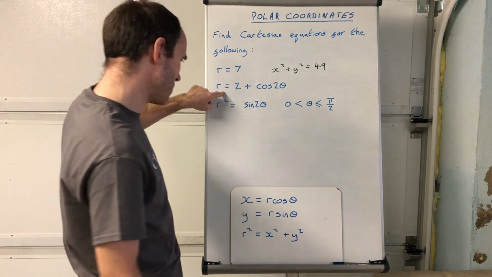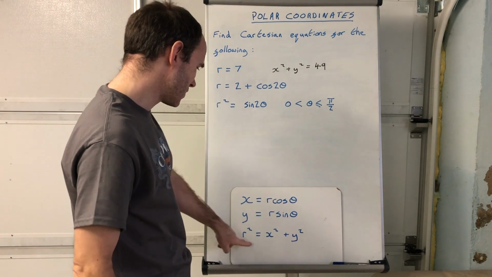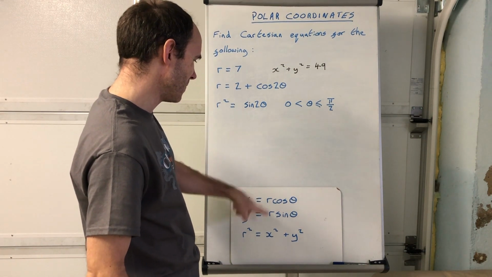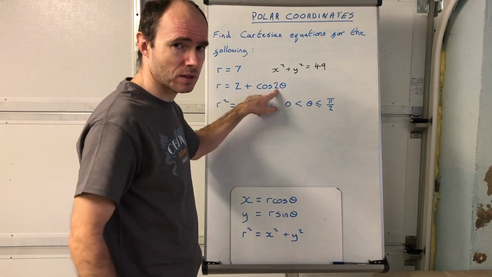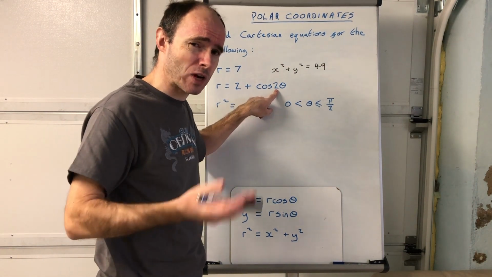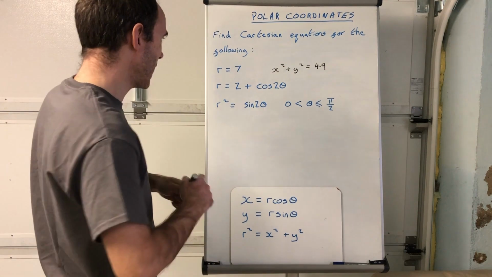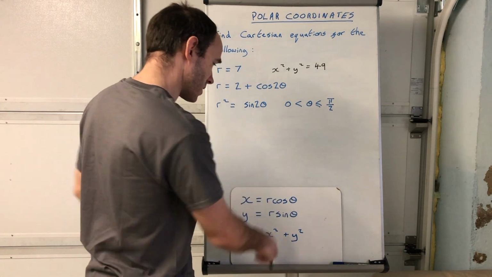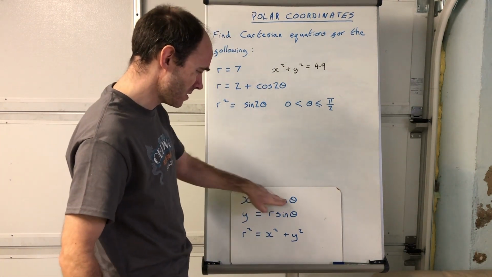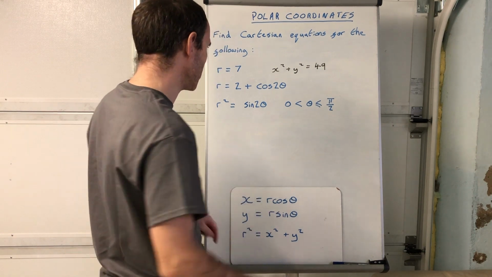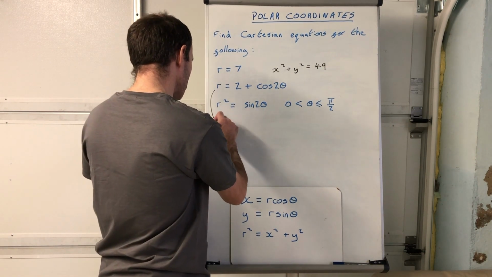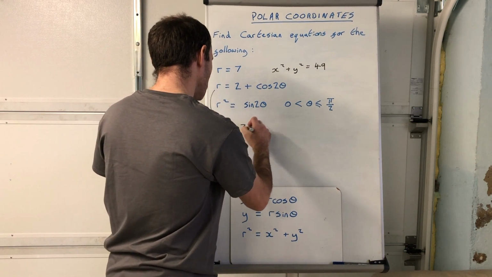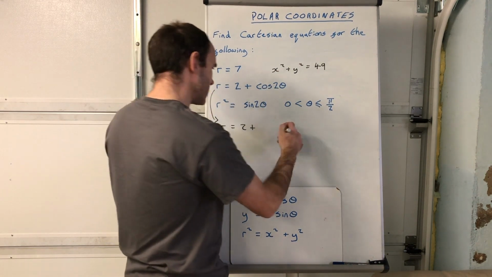Well, hopefully you can see we're going to have to make use of not just this one, but one of those as well. But the thing is, the angle is 2 theta. We're going to have to use a trigonometric identity in order to get an angle in theta, because we can't do this without using cosine theta or sine theta. So what I'm going to do is rewrite it as r equals 2 plus, and then I'm going to use the identity.